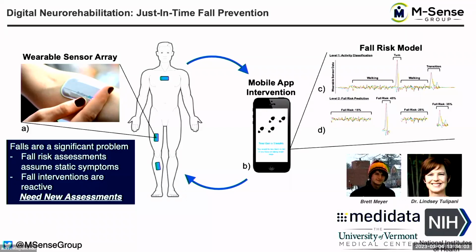And so this project is work that's done by 2 of our graduate students, Brett Meyer and Lindsay Tulipani. It's funded by NIH and Metadata. The idea here is to take wearable sensor data and continuously monitor somebody's fall risk using statistical learning. And you have these sort of fall risk models. When fall risk is detected to be high, you deploy an intervention that suggests people change the way that they're behaving during their everyday lives to reduce their fall risk.